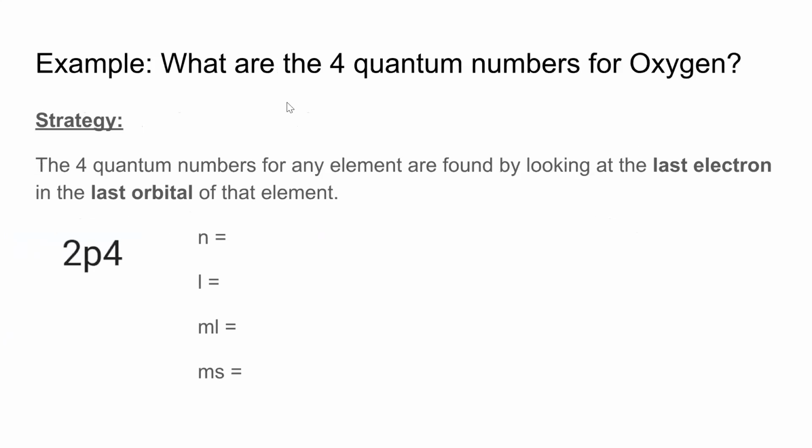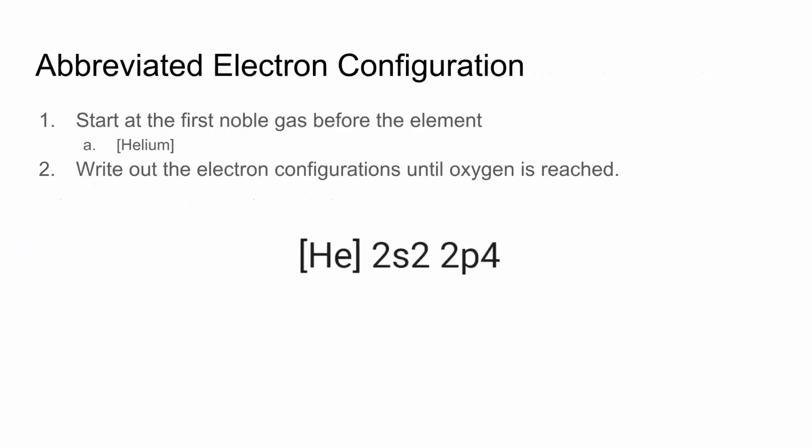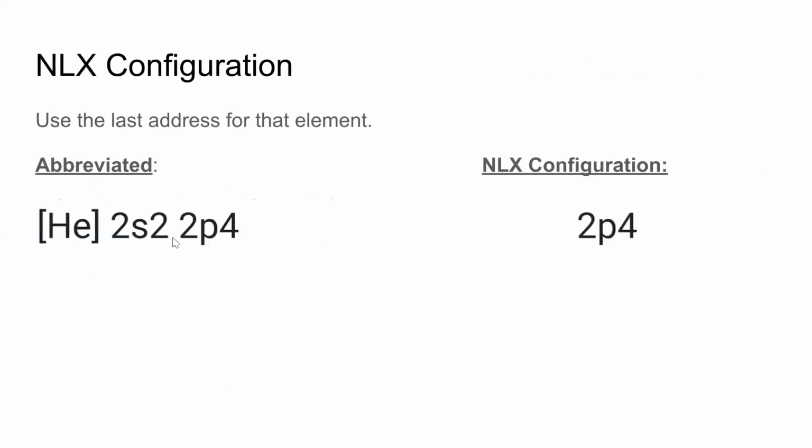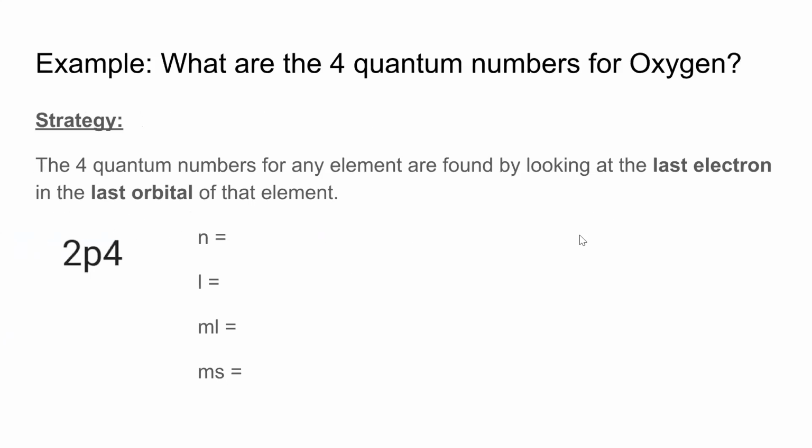Cool. So now, using the electron configuration, we can find the quantum numbers for oxygen. The four quantum numbers for any element come from looking at the last electron in the last orbital of the element. Anytime you have your electron configuration, the last thing that you fill out is what you use for your quantum numbers. Back in oxygen, 2p4 was the last thing that you filled out with electrons, so that's the one we're going to use.